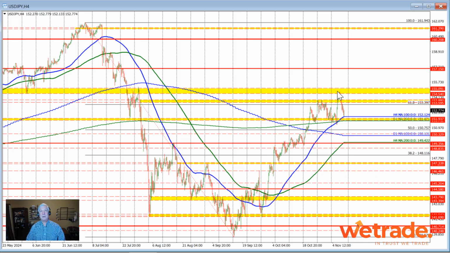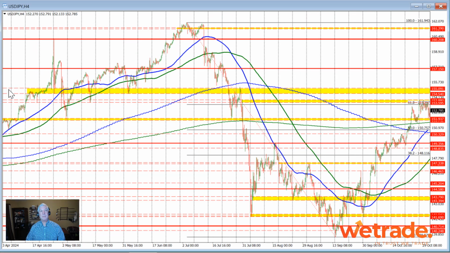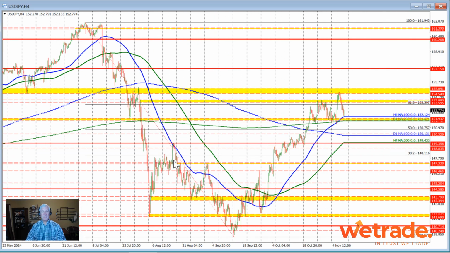By the way, the high price that we saw in trading this week came up to this swing area through here, where we had a number of different swing lows and highs going back to this area right through here. So it was a nice level to stall the rally in trading this week.